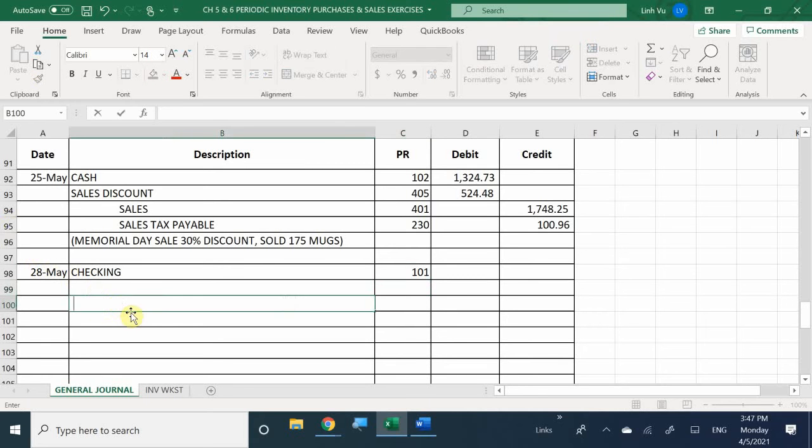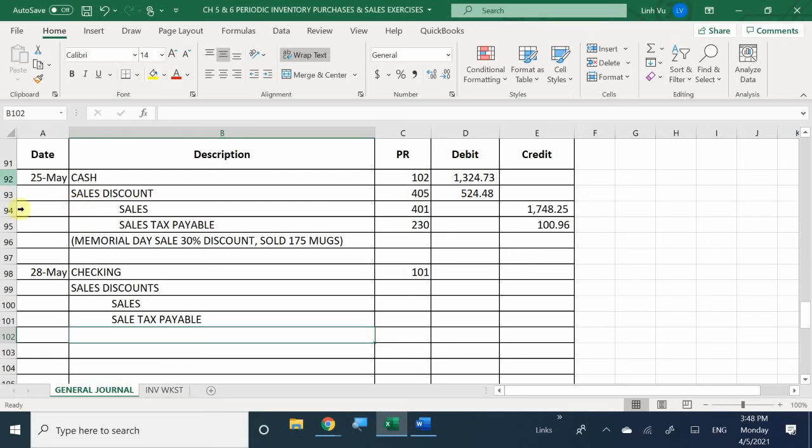Sales, okay. Sales discount. Yes, in this case we're going to give this guy a sales discount. Anybody could have gotten this discount. It's not a return or allowance because he didn't purchase it in the first place, nor did he accumulate an allowance. This is a pure discount, right? Anybody could have gotten this if someone wanted the black mugs. Okay, so sales tax payable.